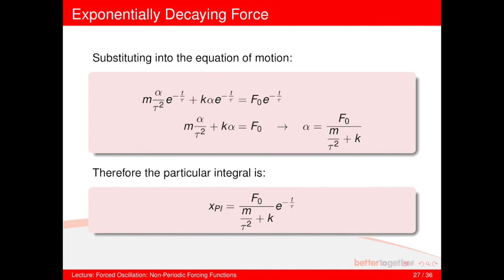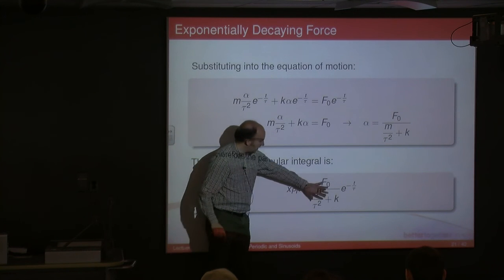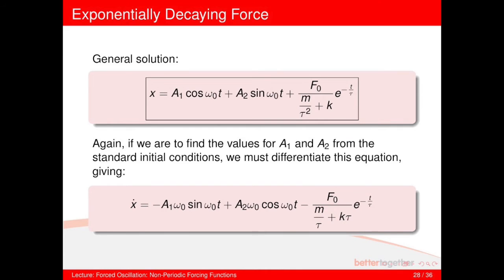So our particular integral is we take our alpha term, we plug it back into what we had as our trial function, and you end up with this. And so our general solution will look like that, okay? So there again is our complementary function, which is the free oscillation, and then you have your alpha term times by the exponential. Let's apply initial conditions again.